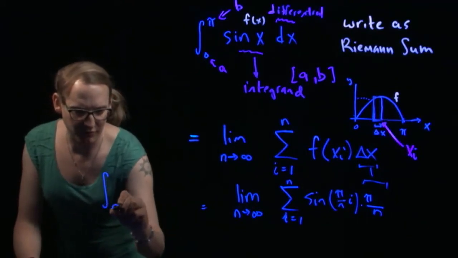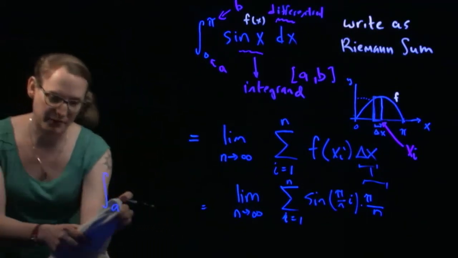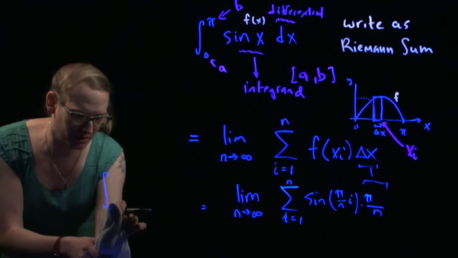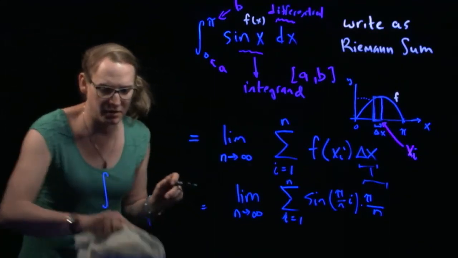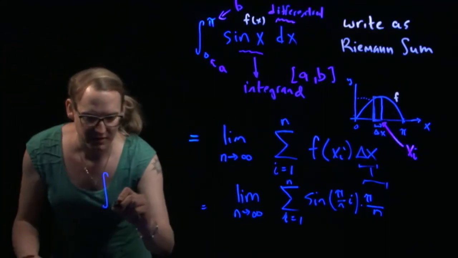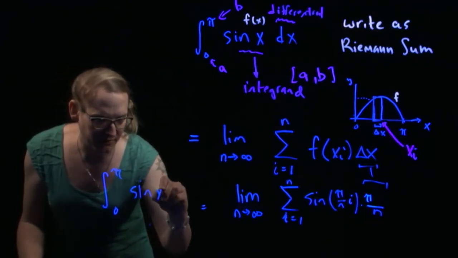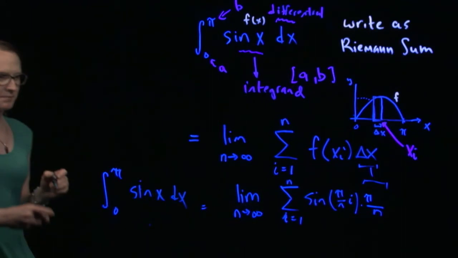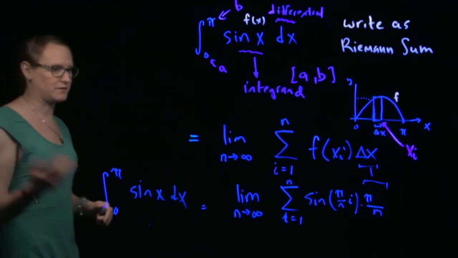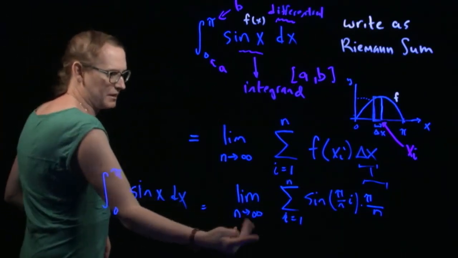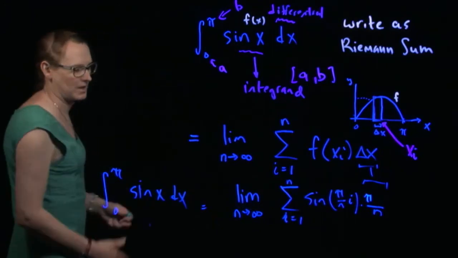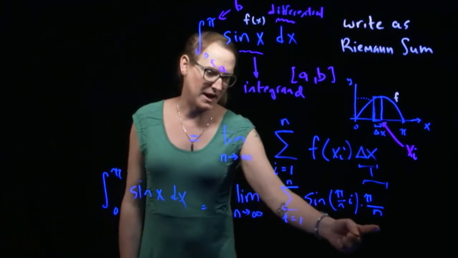Okay, so what is that? That's the integral from a... Nope, I have concrete numbers. That's the integral from 0 to pi of sine of x dx, which is formally defined to be the limit of this sum: heights of rectangles times delta x.